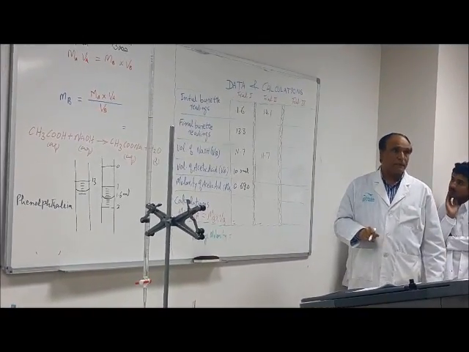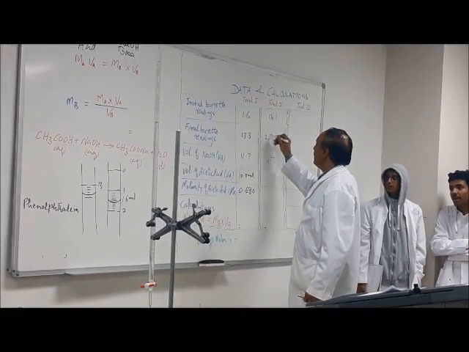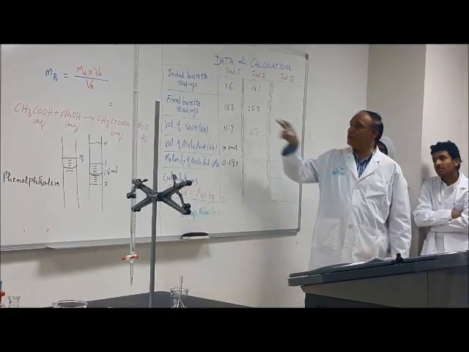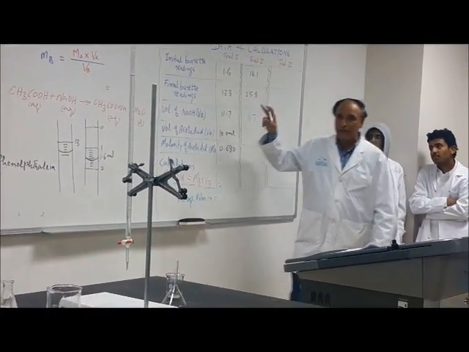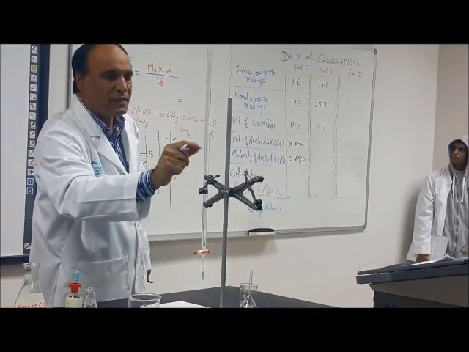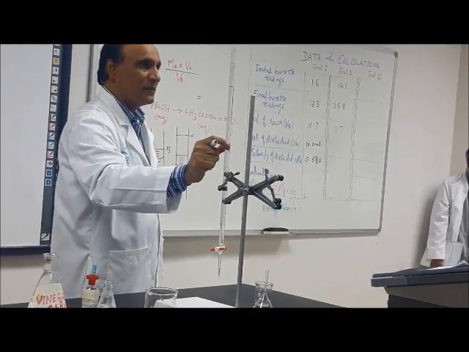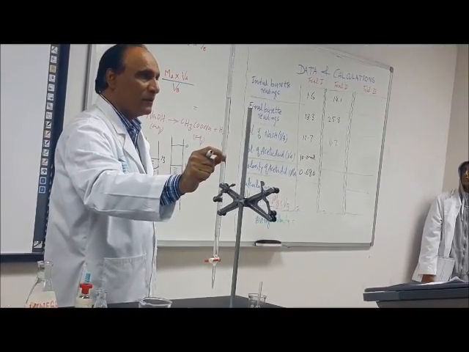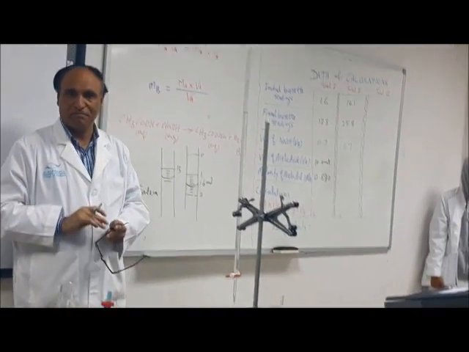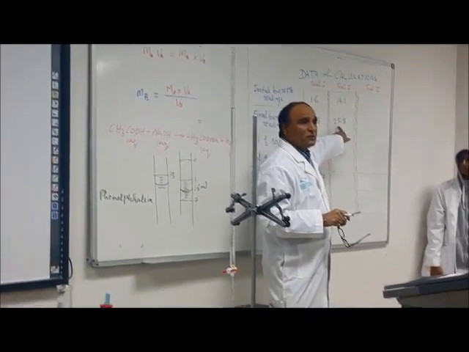Change. 25.8. How much? It's 25.8. It should come as 25.8. It should come here. This one plus 11.7, 25.8. It should come like that. Yes. Why you said 25.8? Because suppose this calculation. Why did I do this calculation? Why do I want to know 25.8?